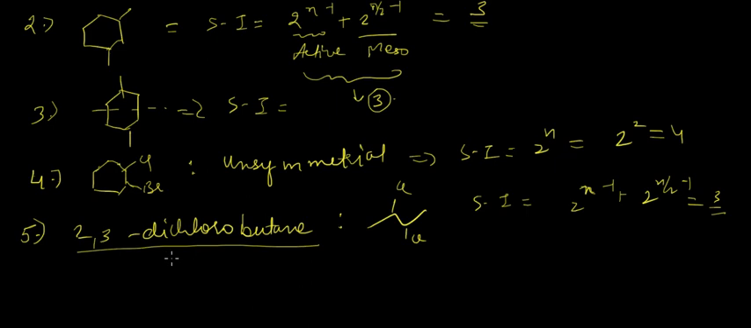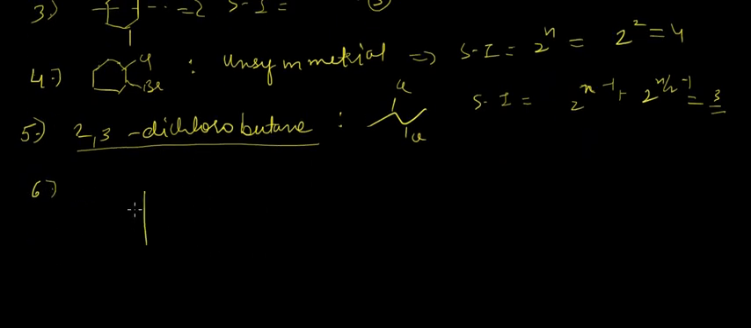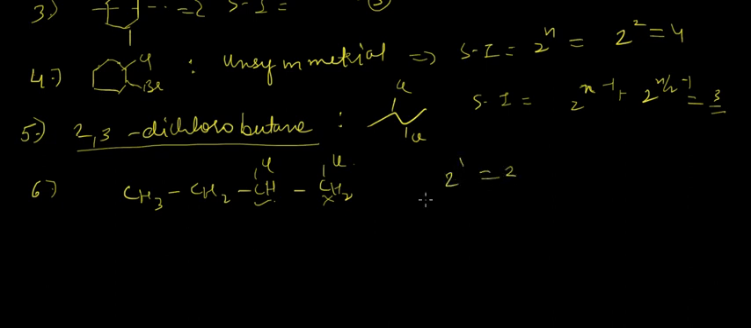Okay, now let's calculate for this compound. We have something like this. For this compound, as you can see, this is not a chiral center, only this is a chiral center. So there will be only 2^1, one chiral center. The total number of stereoisomers would be 1.